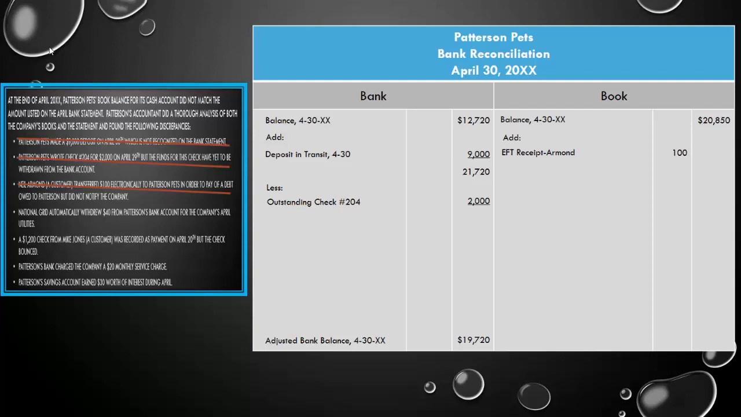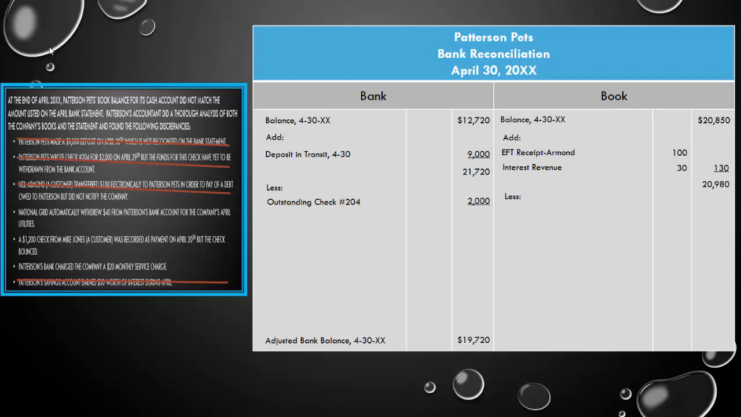But we earned $30 worth of interest on our savings account. That's definitely an add. Getting interest on your savings account adds to the amount of cash that you have in there. We need to recognize this $30 that we received on our books. So our two adds are going to be a $100 receipt of payment from Mr. Armand via electronic funds transfer, and the $30 that the bank is adding to our account for our interest revenue. In total, we have $130 worth of adds. If we make a new no-name subtotal here, we're going to come up with $20,980. What can we subtract?